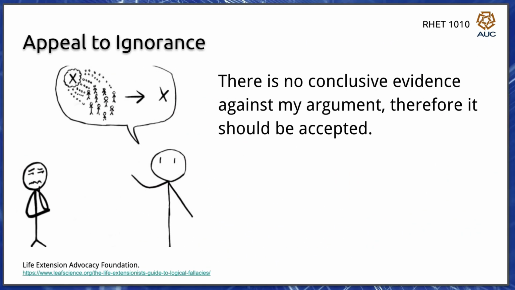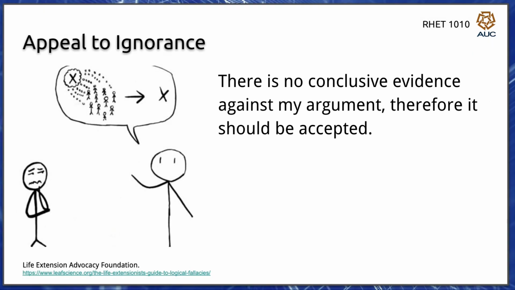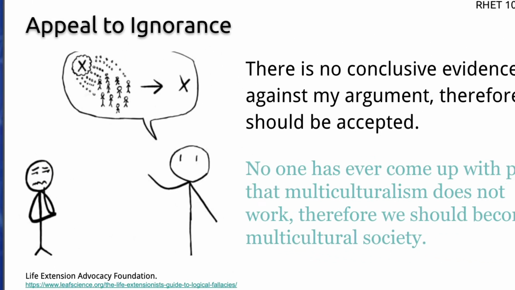And number 8 is called the appeal to ignorance. In this type of argument, we say, well, there's no conclusive evidence against my argument, therefore, it should be accepted. Basically, if a person puts out there an argument that really can't be proven wrong, then they say, see, you can't prove my argument wrong, therefore I must be right. That doesn't quite work logically.